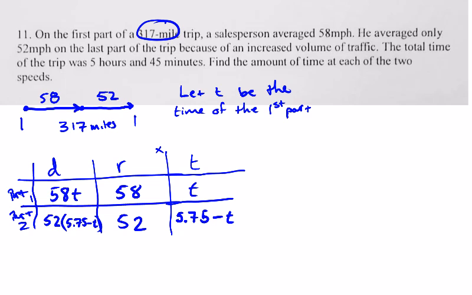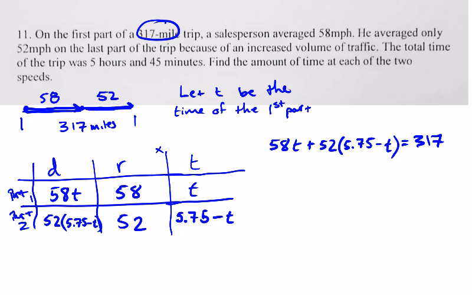Now, as you can see in the picture, the first distance plus the second distance should add up to 317. So your equation would be as follows: 58t plus 52 times (5.75 minus t) equals 317. And that's how we want to set up the equation.